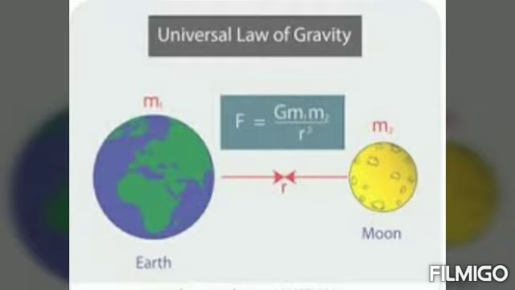What is the value of G? 6.673 times 10 to the power minus 11 Newton meter squared kilogram raised to minus 2. What is the unit of G? Newton meter squared kilogram raised to minus 2.